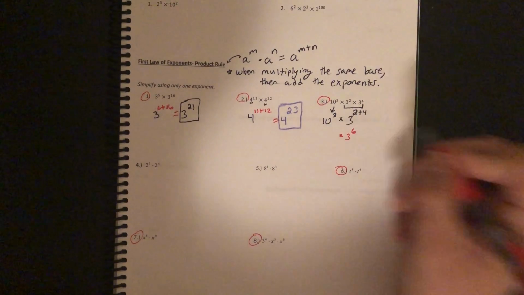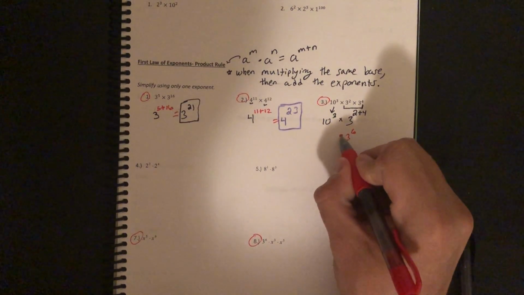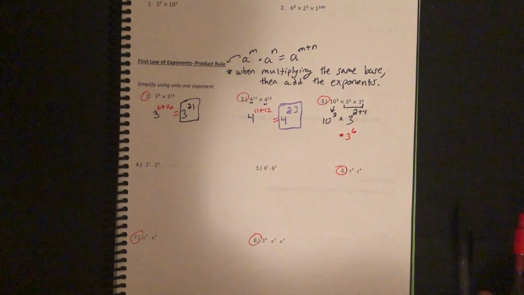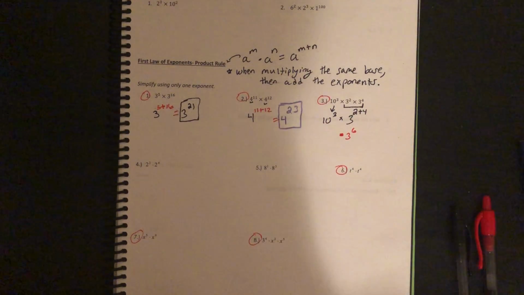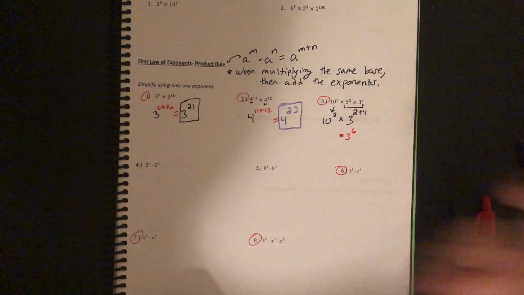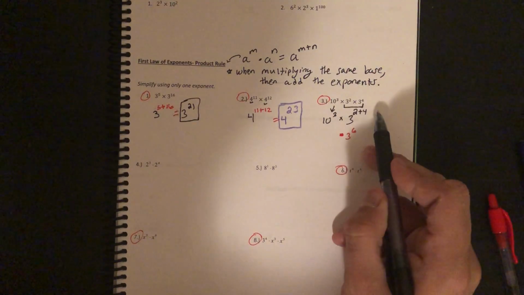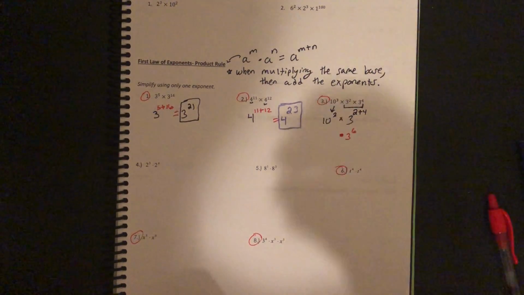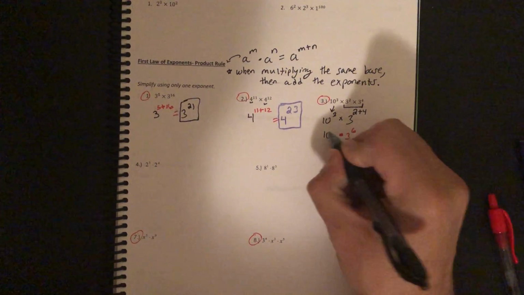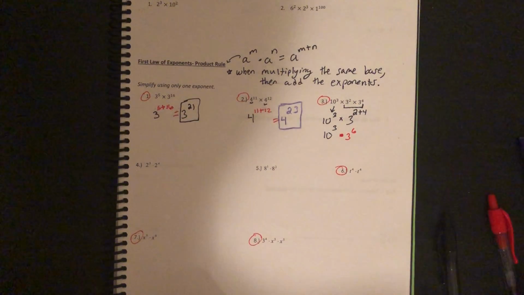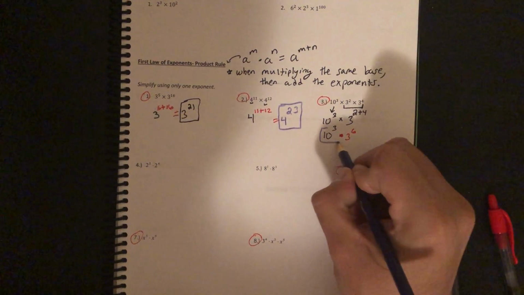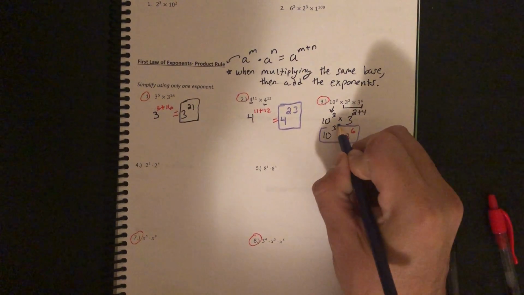And don't forget your little times. You can either do a little x or a little dot, because those two things mean the same thing, which is multiplying. Now, if you notice, with 10 to the power of 3, there's no other number that has a base of 10, so we can't do anything with it, so I'm just going to bring it down. And there's my final answer: 10 to the power of 3 times 3 to the power of 6.